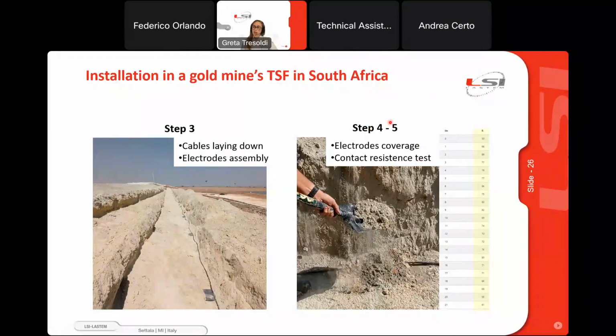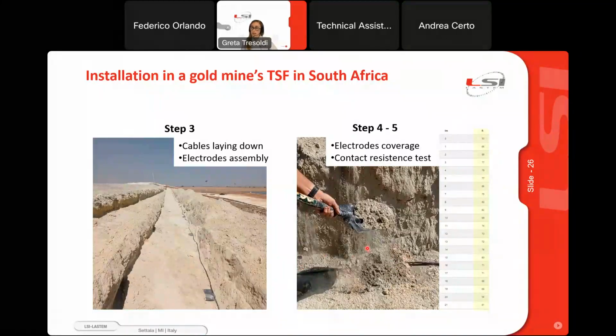So the step 5 is the contact resistance test. We can perform this diagnostic test thanks to our platform. These are the number of electrodes from 0 to 47, and the R value is the resistance between one electrode and all the other electrodes in parallel. So we are testing the circuit. We are testing if the current is flowing well in the soil.